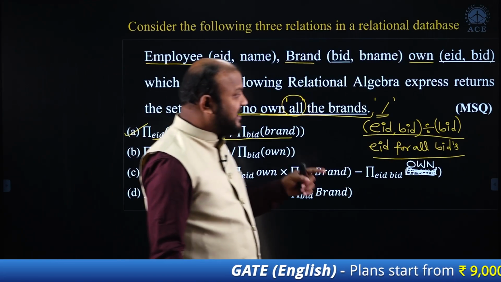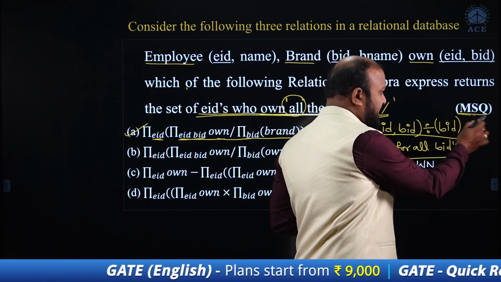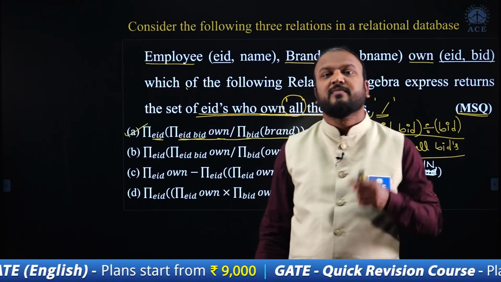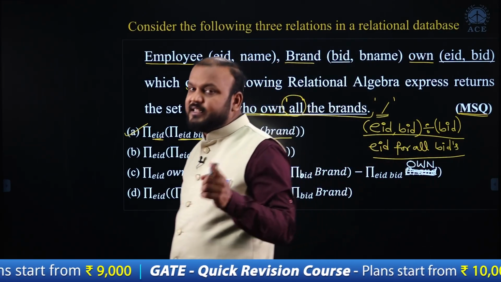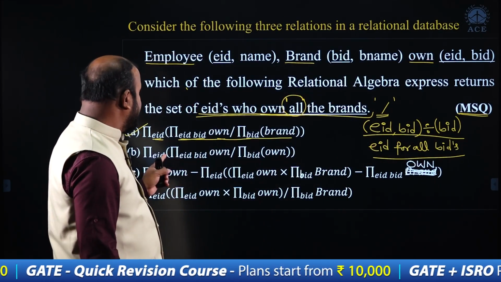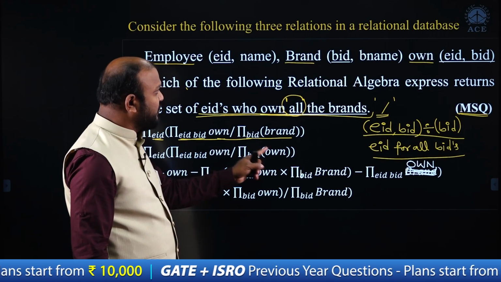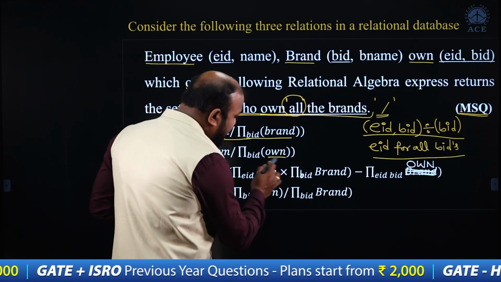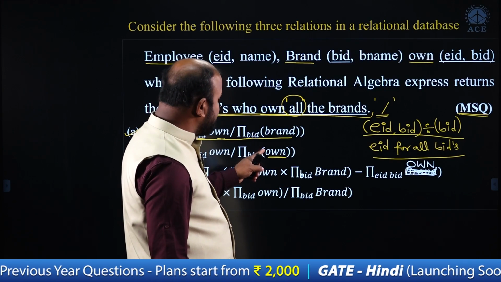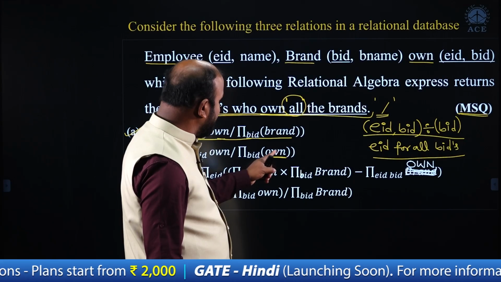The question is a multiple selection question, so more than one option may be correct. You have to check the other options also. Here you look at EID, BID of own, divided by pi BID of own. Here the table given is own. Because it is given own, it is incorrect.